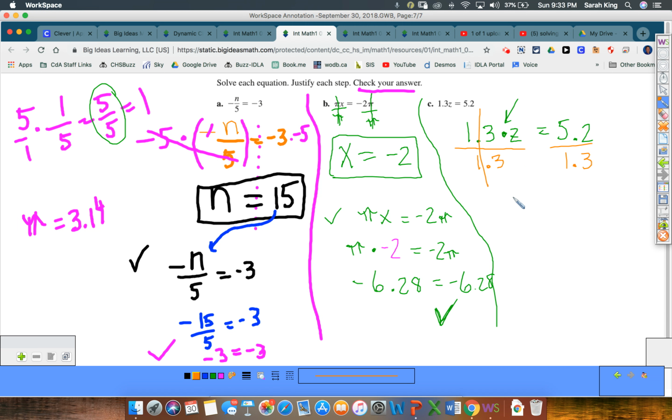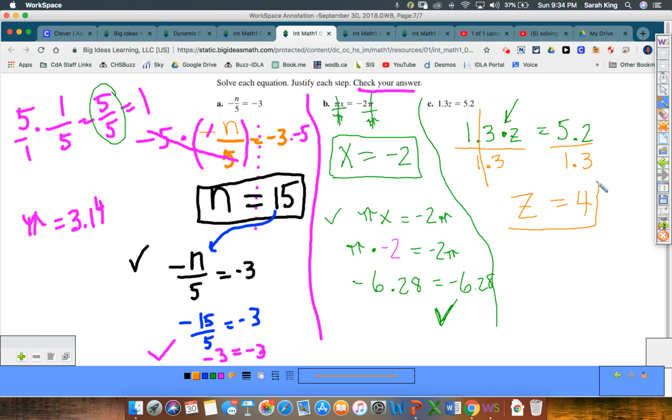And what does z equal? Well, I can rewrite it. Z equals whatever that is, 5.2 divided by 1.3, and we get 4. All right, nice. And so it would be a straight up 4 as our final answer on this one. All done, right? No, not yet.